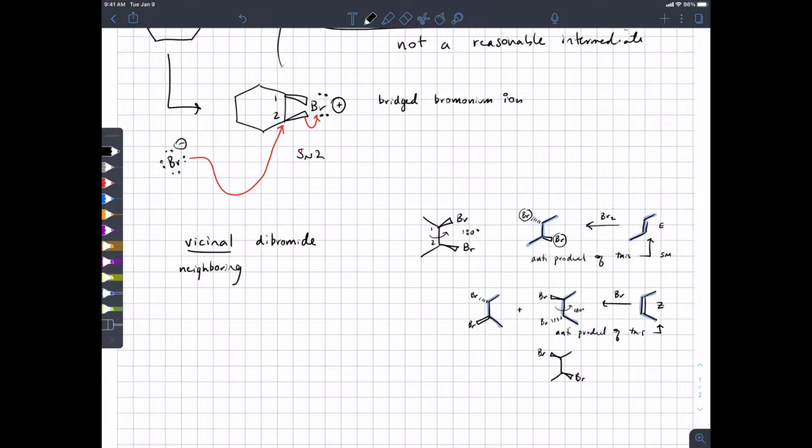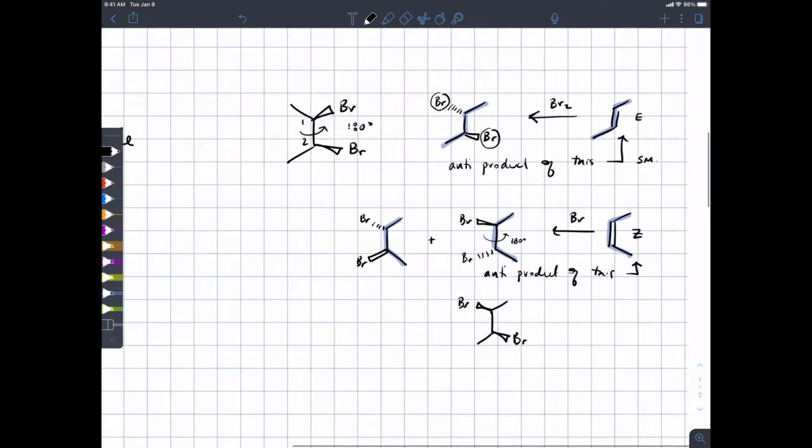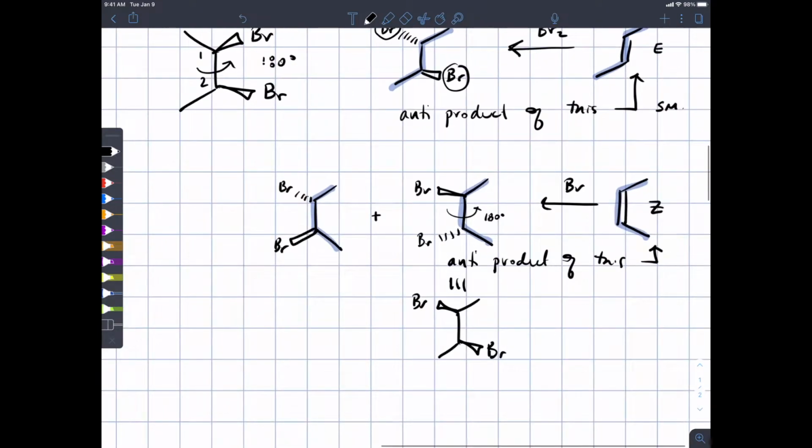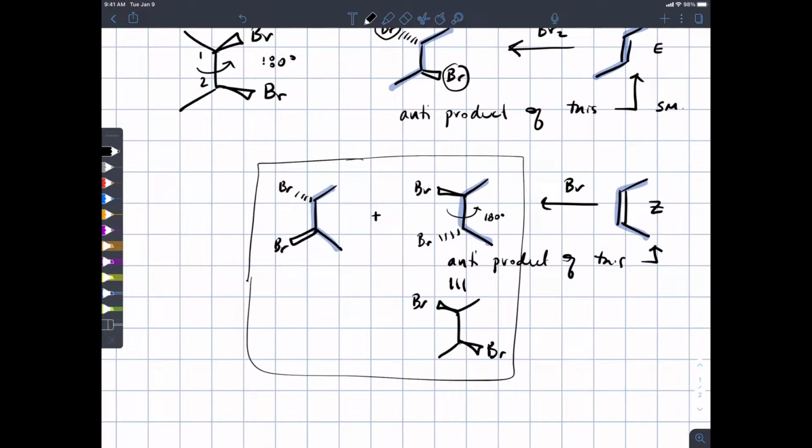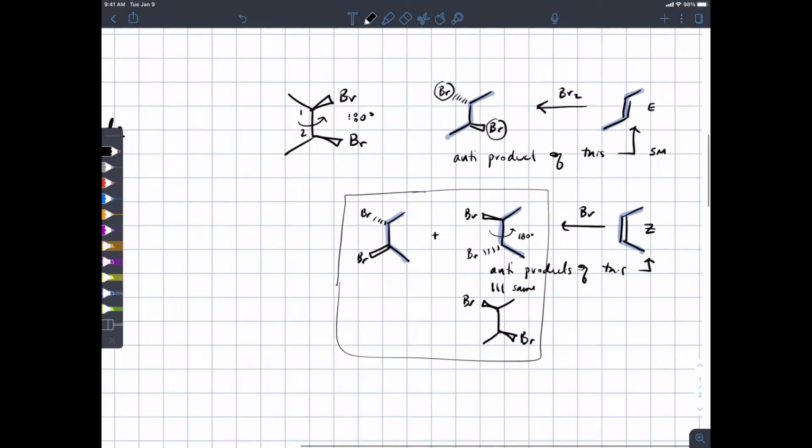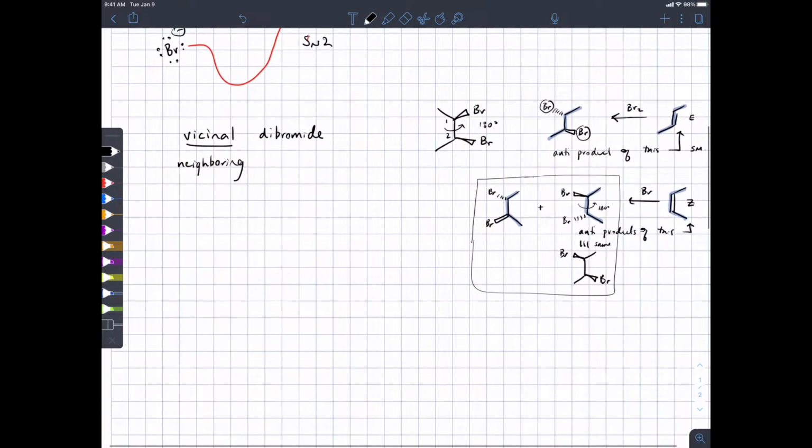Yeah? Sorry, so is that bottom one anti as well, or is the bottom one the same? The bottom one is the same. I've just rotated around carbon-carbon bonds. And that's the trick, is that once the double bond is gone, you can rotate around bonds to all sorts of levels of confusion, and it doesn't change anything. These two are the same thing, and together these are anti-products of the cis alkene. All right. Okay, other questions? Vicinal means neighboring, yeah.